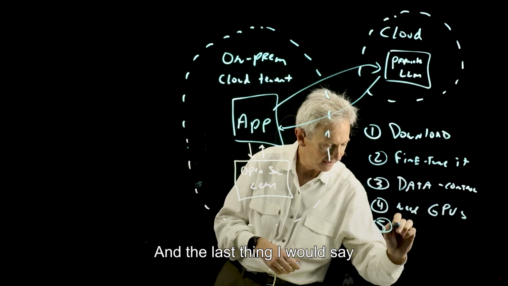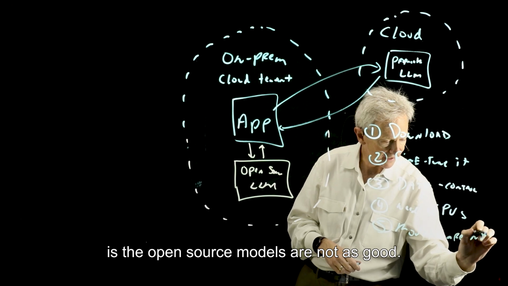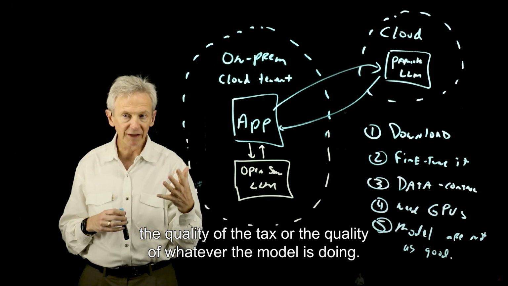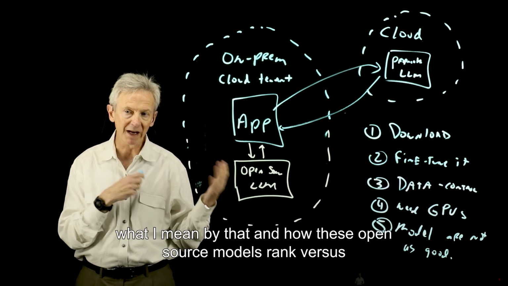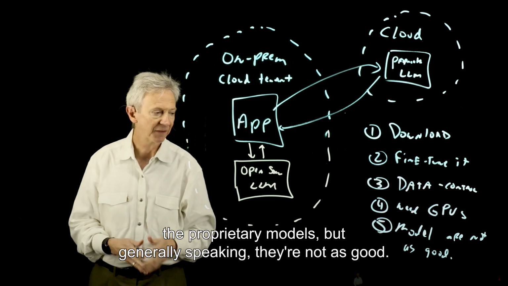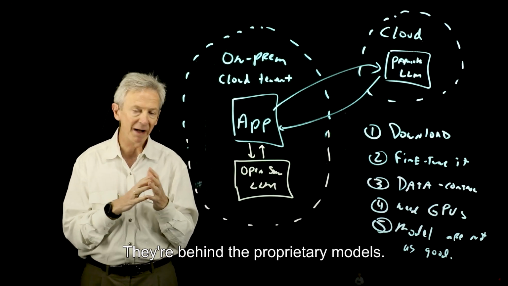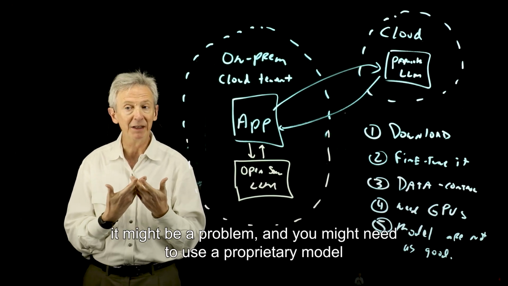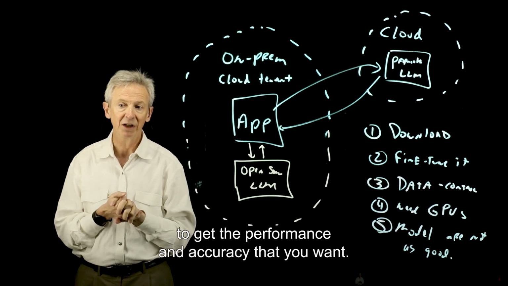And the last thing I would say is the open source models are not as good. And by good, I just mean the quality of the output. The quality of the text or the quality of whatever the model is doing. And I'll show you in the next video what I mean by that and how these open source models rank versus the proprietary models. But generally speaking, they're not as good. They're behind the proprietary models. So that might be perfectly okay for your use case, or it might be a problem and you might need to use a proprietary model to get the performance and accuracy that you want.